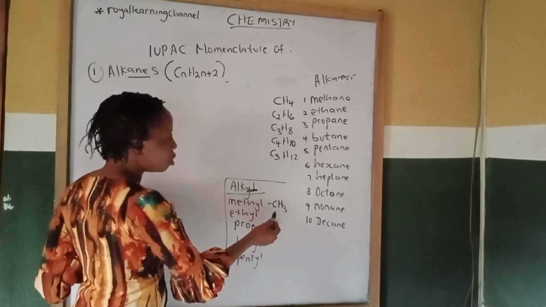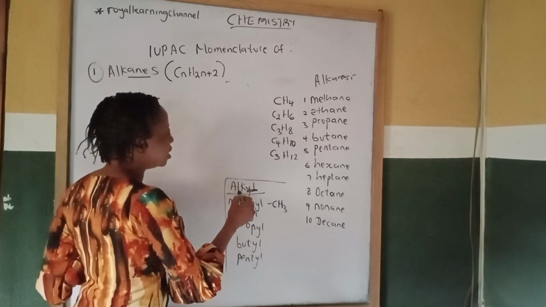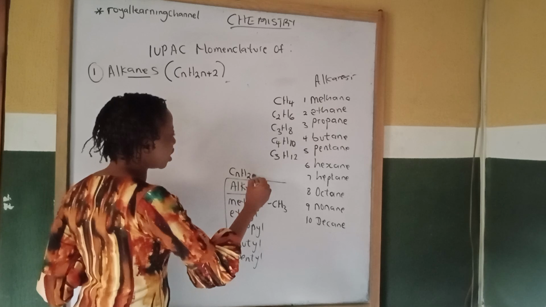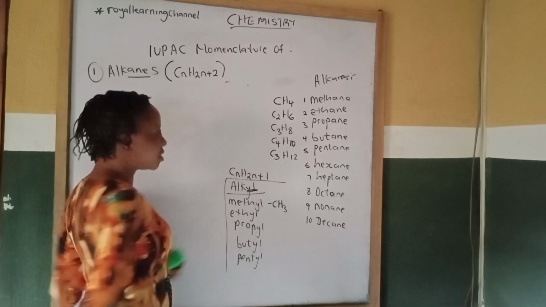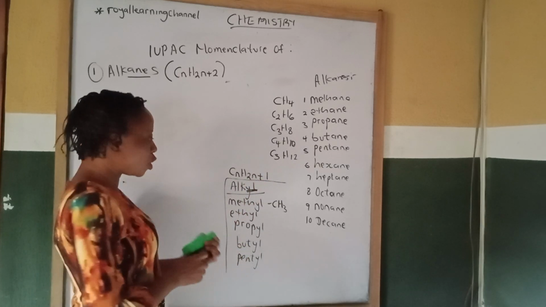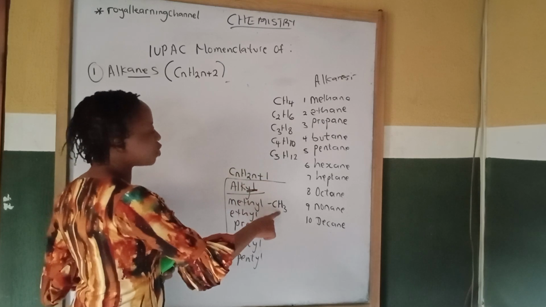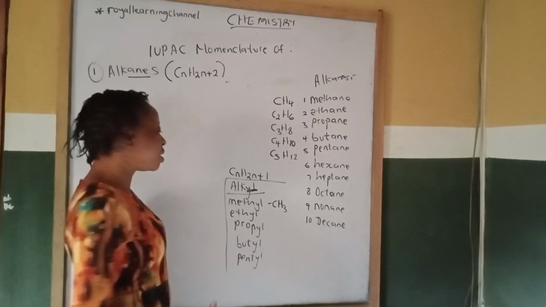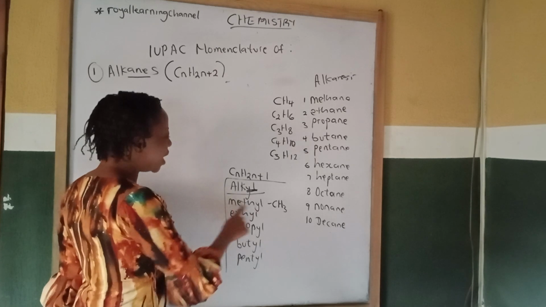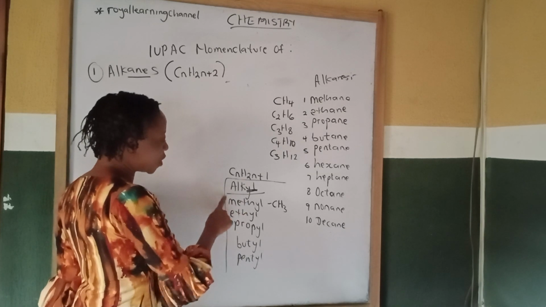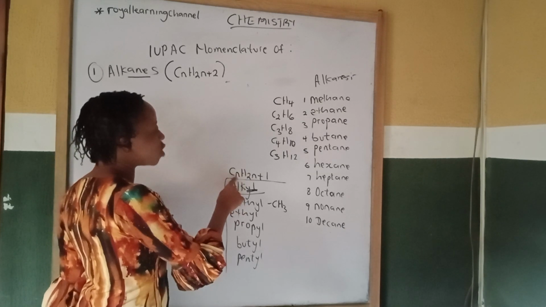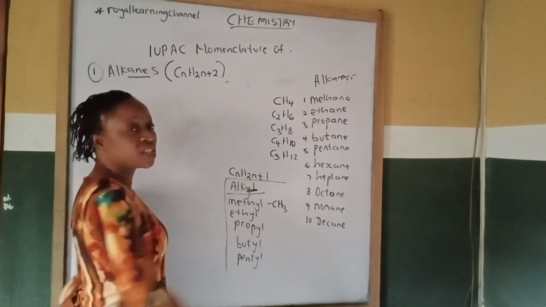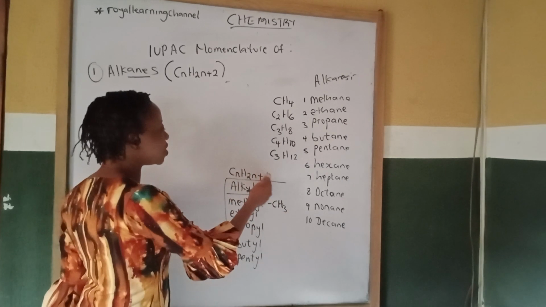Although the alkyl has its own general formula, you can also use the general formula to derive the molecular formula for alkyl. The general formula for alkyl is CnH2n+1. So if you use the general formula, you still arrive at CH3. Methyl is the first member, so my n will be 1. C times 1 will give me C, 2 times 1 is 2 plus 1, 3. CH3. So you can derive it from this general formula.